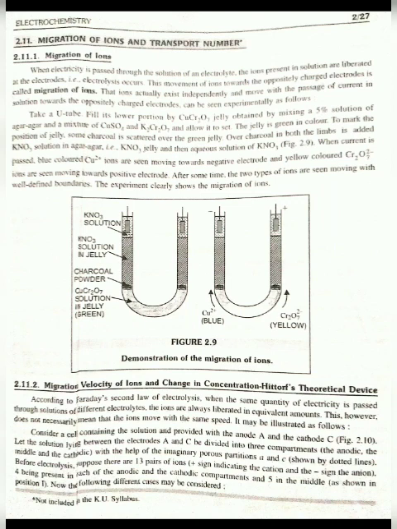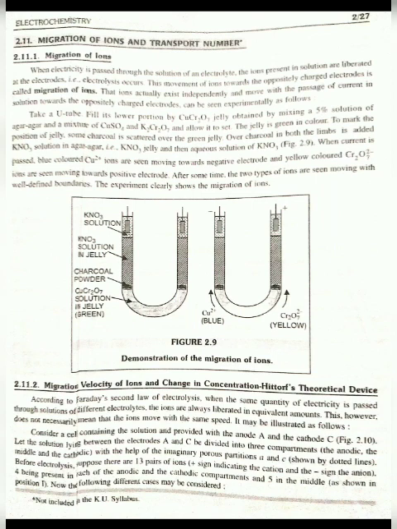According to Faraday's second law of electrolysis, when the same quantity of electricity is passed through solutions of different electrolytes, the ions are always liberated in equivalent amounts. This, however, does not necessarily mean that the ions move with the same speed. It may be illustrated as follows.